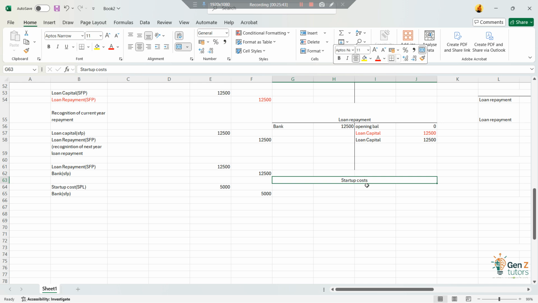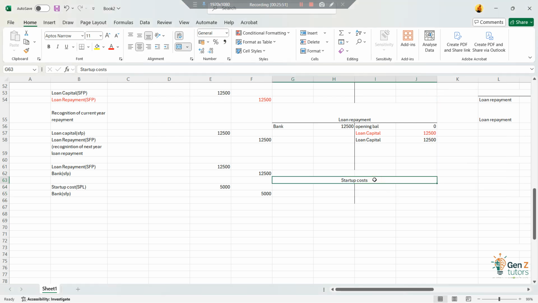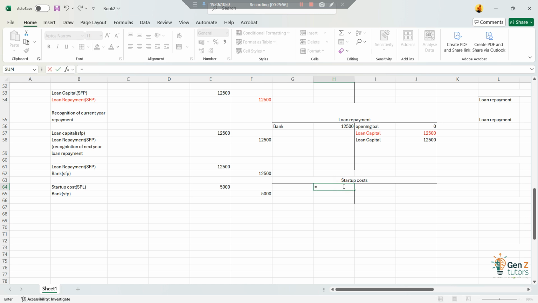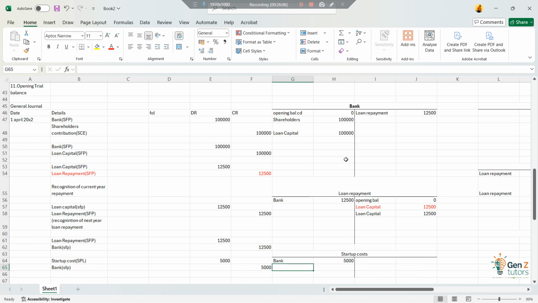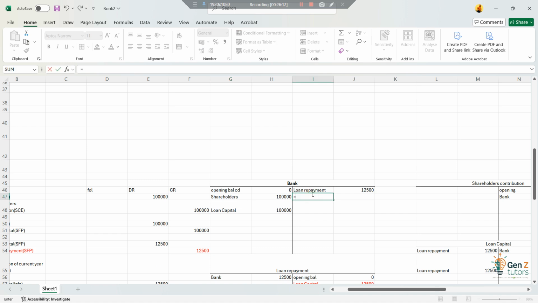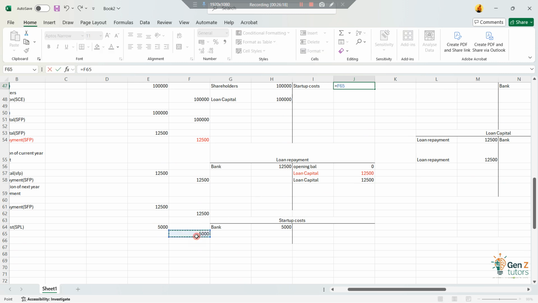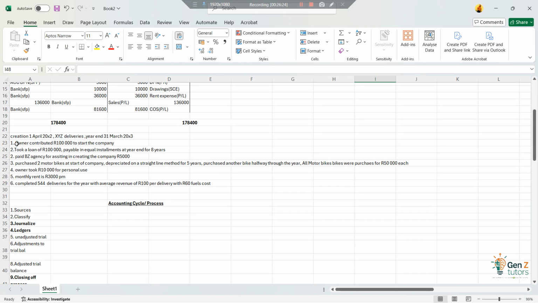And then we have this over here. At the very same time, we go immediately and create your ledger for startup costs. So now you've created your ledger for startup cost. Then you're good to go. There you go. Okay, fine.